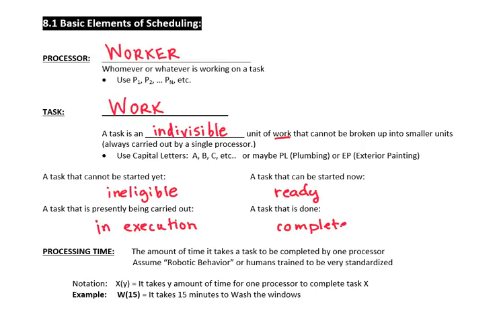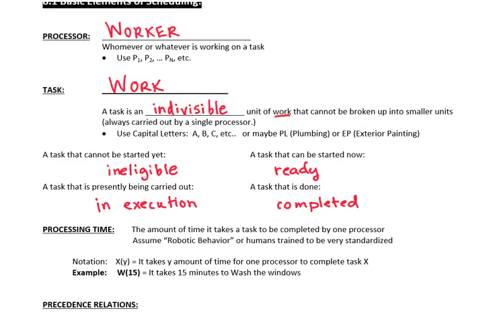So these are the words that go with scheduling. When I'm talking about my list of tasks, I may ask questions like, which tasks are ready? Which tasks are currently in execution? Which are our completed tasks? Which tasks are ineligible?